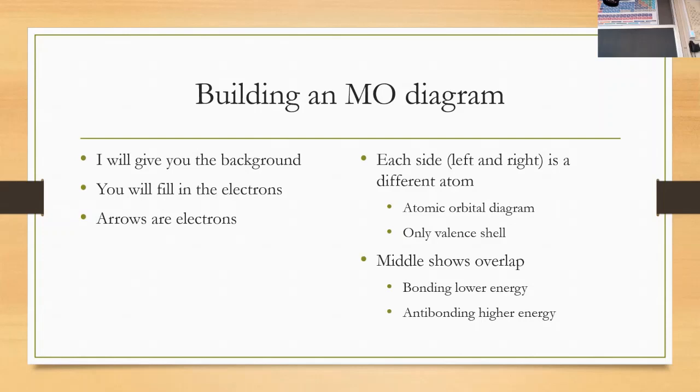The way that we fill them is just to count up everything on both sides. So if I have 2 oxygens, that's 6 plus 6 is 12. And I use the same rules to fill in the middle that I did on the sides. Start at the bottom, 2 electrons per orbital, and then spread them out if I have degenerate orbitals. Okay. And then we'll look at bonding versus anti-bonding in just a minute here.